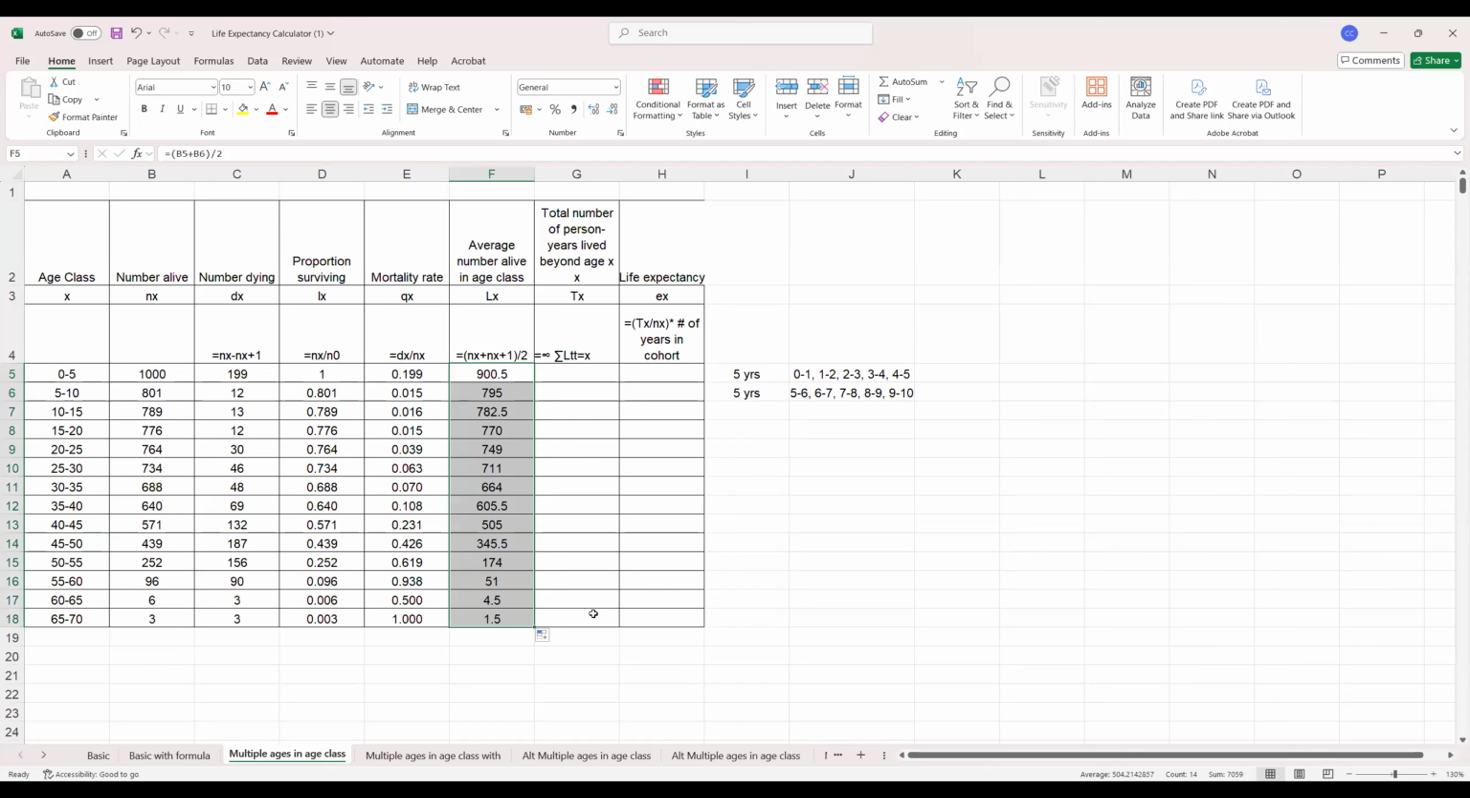And then for t sub x, pabaliktad. So, kukopyahin mo muna yung nasa left. Tapos, bottom plus left.